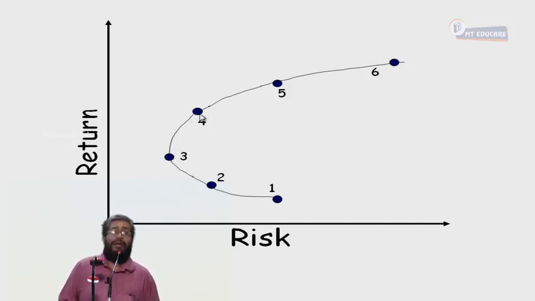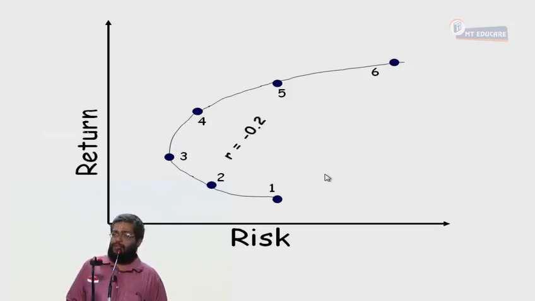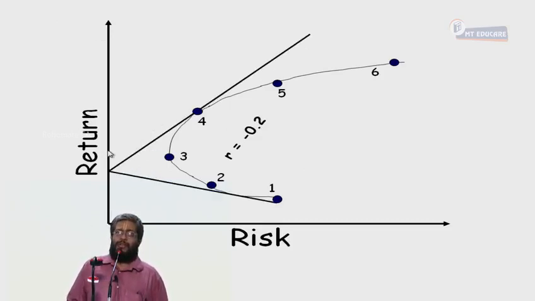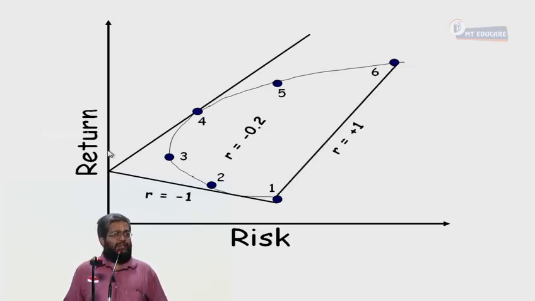Respond yes or no. Now, this is the curve when the correlation is minus 0.2. When the correlation is minus 1, it will be reaching up to 0 risk before going rightwards. When R is equal to plus 1, it will never move left, it will always move only right. For higher return, you have to take higher risk. That is what we have seen with the different correlations and the various curves. Everybody following or not?